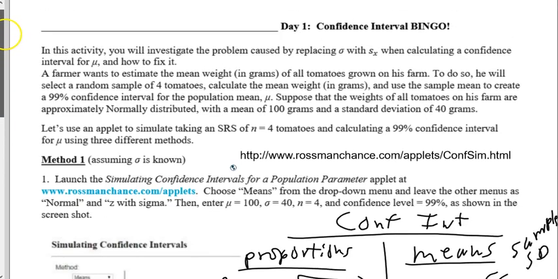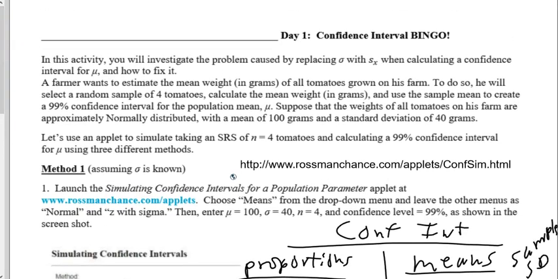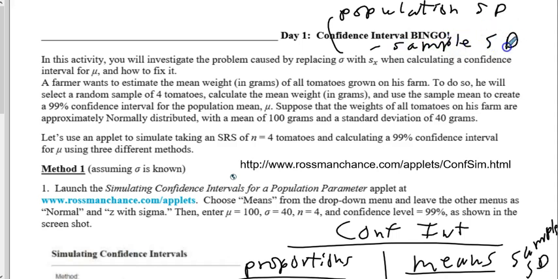All right. So in this activity, we're going to investigate the problem caused by replacing sigma. This is the sigma symbol, that funky symbol we're using. Now remember, this symbol we've been talking about for a while is the population standard deviation. And we're going to be replacing it with Sx, which is the sample standard deviation. That's the S that we just talked about in the formula. We'll calculate confidence intervals and see how to fix the problem.